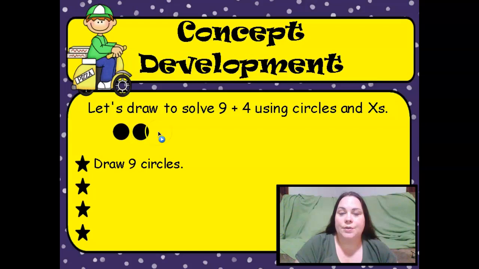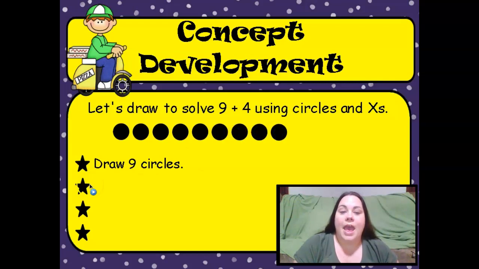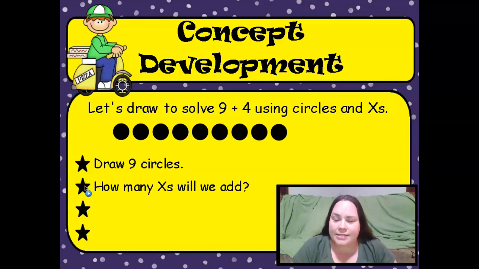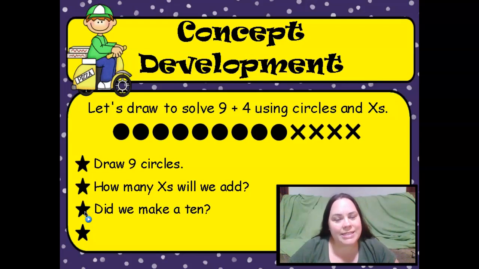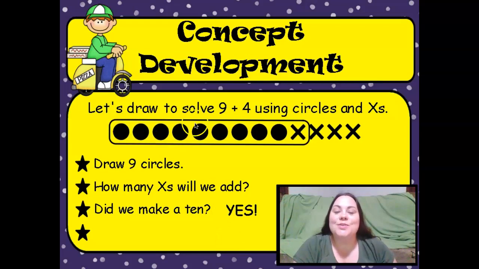1, 2, 3, 4, 5, 6, 7, 8, 9. And then, how many X's did we need to add? So how many yellow linking cubes did we add? The 4. So now we're going to add 4 X's. 1, 2, 3, 4. Oops. All right. Now looking at our 9 circles and our 4 X's, can we make a 10? Yes, we can. We can use those 9 circles and 1 X to make a 10.